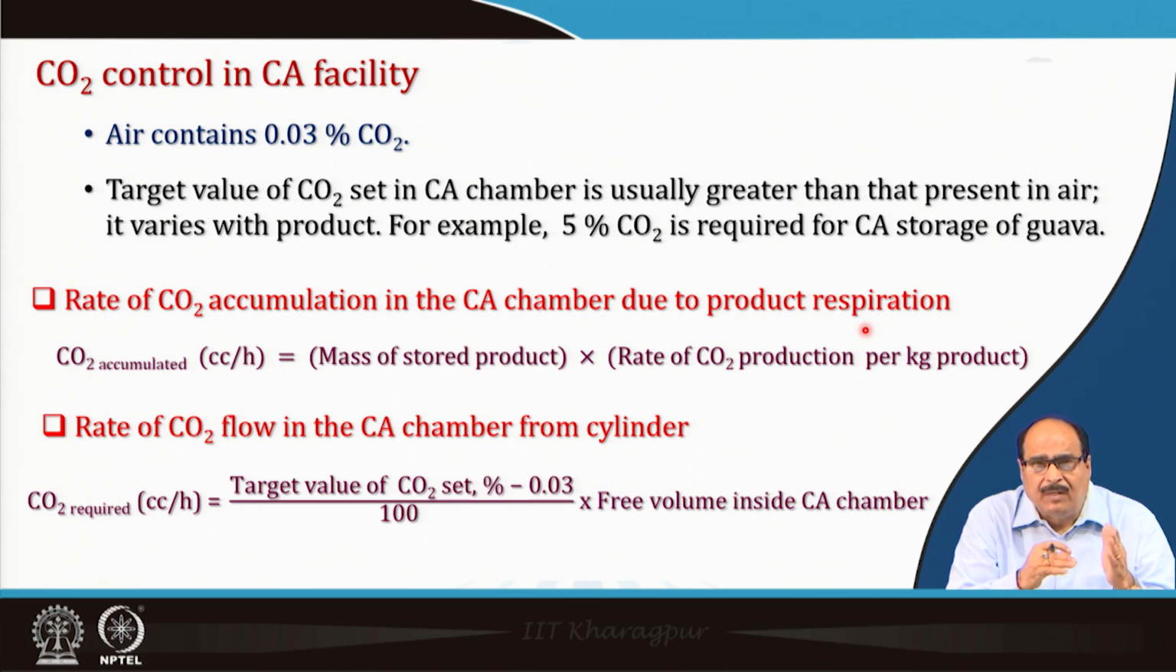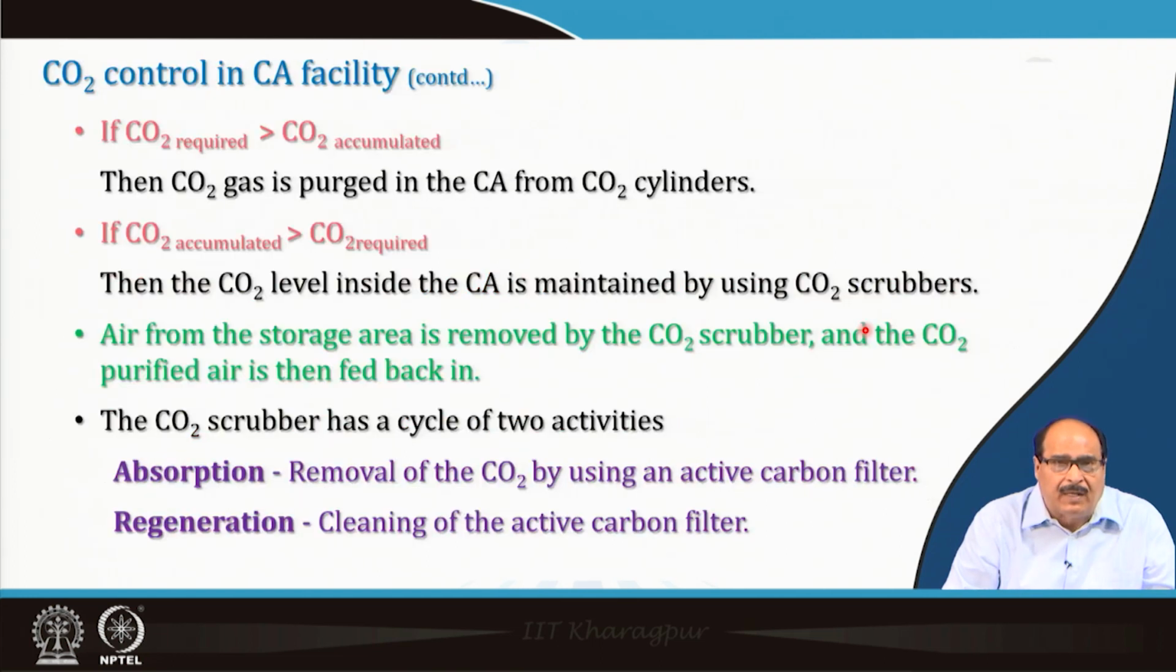Then accordingly you can find out the rate of CO2 inflow in the CA chamber from the cylinder. The CO2 required is the target value of CO2 set, that is how much you want to be controlled in the storage room, minus 0.03, divided by 100, and the whole thing multiplied by the free volume inside the CA chamber. So, that is the CO2 required inside the chamber.